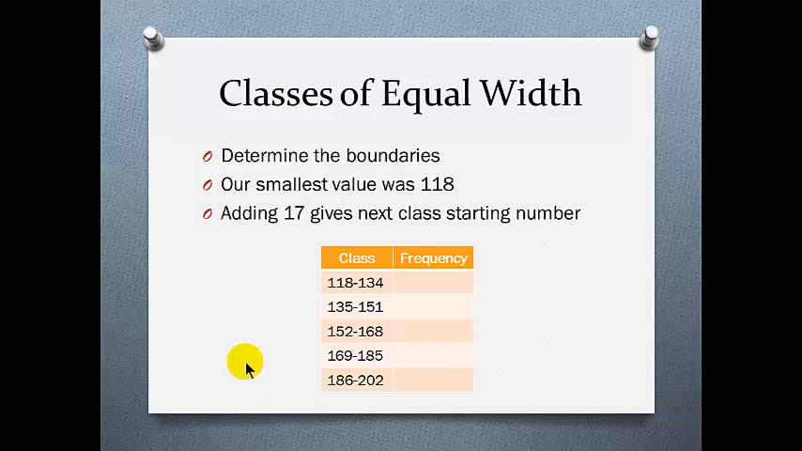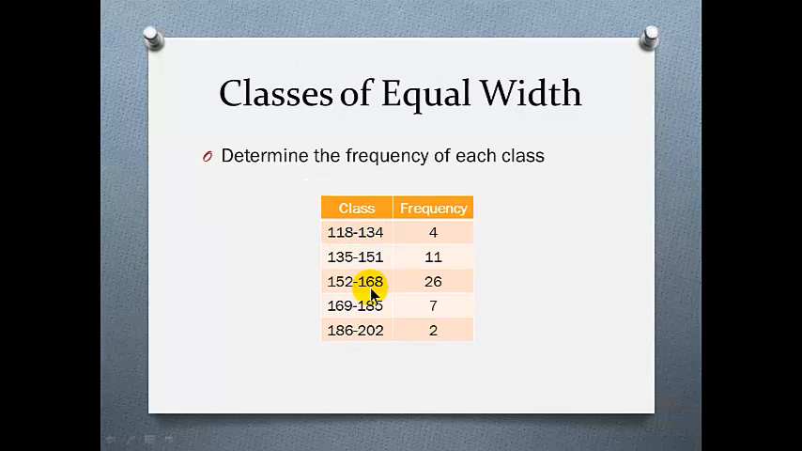We just have to go back to our data and actually count how many people were between 118 and 134 pounds. There were 4. There were 11 people who were between 135 and 151 pounds. There were 26 between 152 and 168. There were 7 between 169 and 185. There were 2 between 186 and 202. And we now have our frequency distribution for our continuous data.